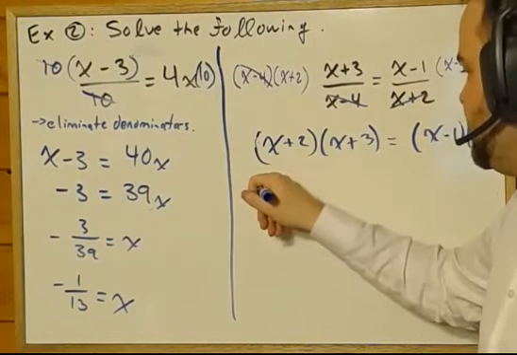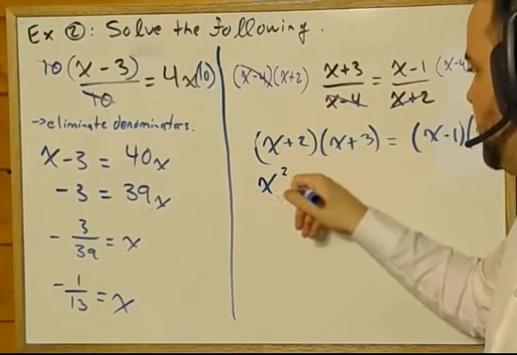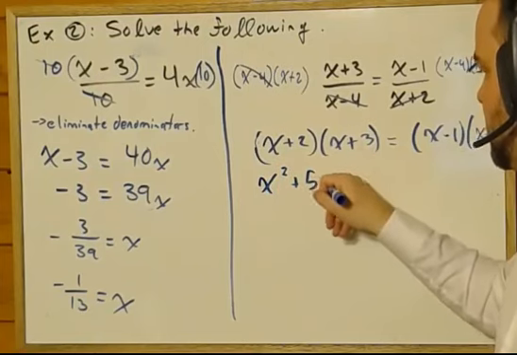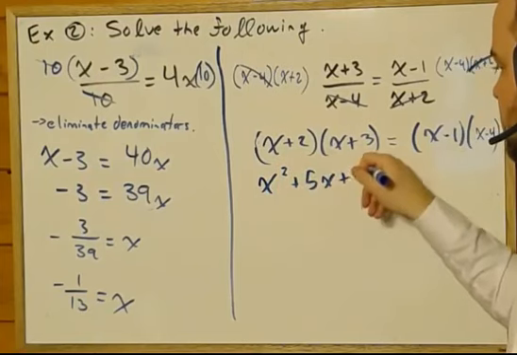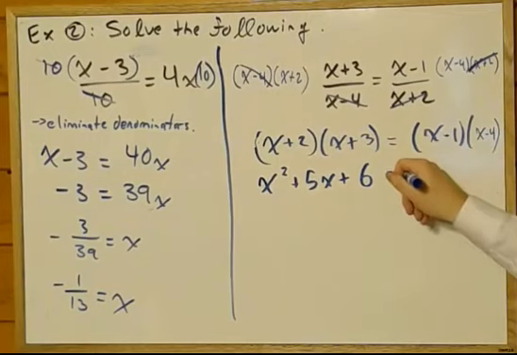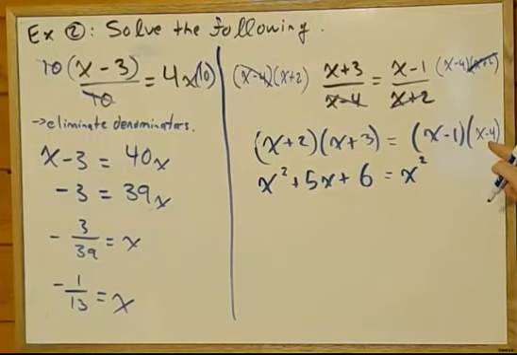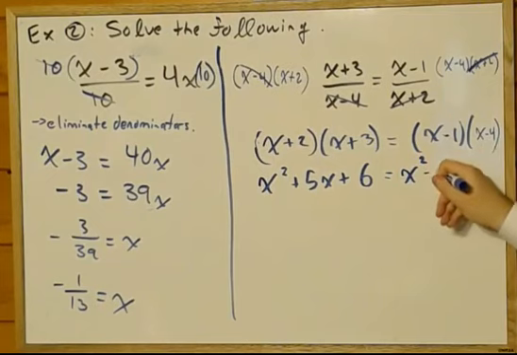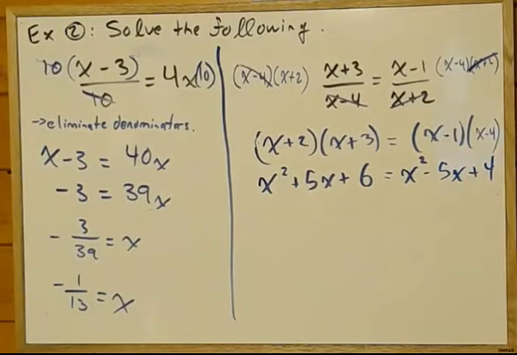This will expand out to be x squared plus 2 plus 3, 5x, 2 times 3 plus 6. X times x is x squared. Negative 1 plus negative 4 is negative 5 x. Negative 1 times negative 4 is positive 4. And now this has been reduced down to a polynomial that we learned a couple of lessons ago. So we're going to move this all to one side.